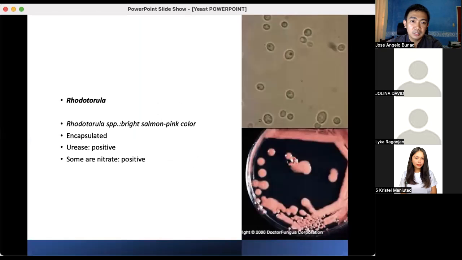Okay, next we have your Rhodotorula. So your Rhodotorula species has a bright salmon pink color when they do grow on your culture media. They are also classified as encapsulated. So the mucoid, ang kanilang colony sa ating mga culture media because they are encapsulated. And they are urease positive, some are nitrate positive for our Rhodotorula.